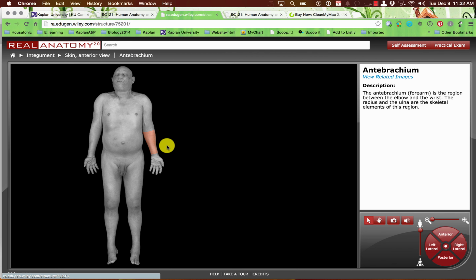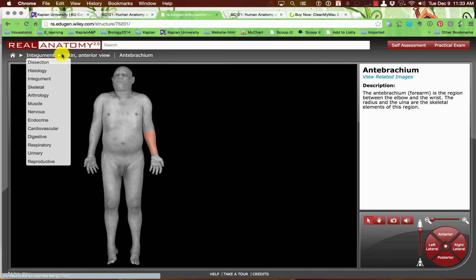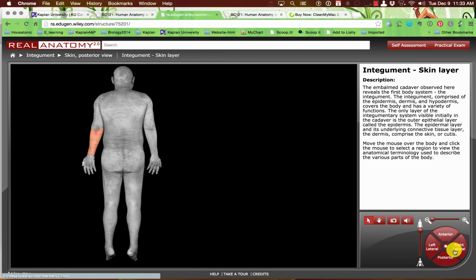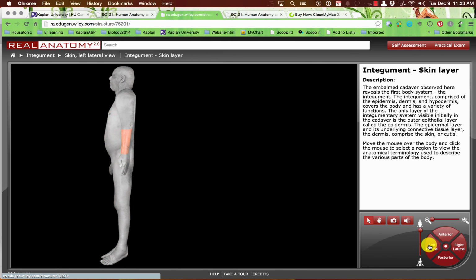Brachium is this part of the arm. Anterior is the front of the body. If I want to go posterior, let's see, I'm trying to find out if we can turn this guy around. Oh, here we do. Here's posterior. See, you have to hunt. I hate to say it, but that's what you have to do.